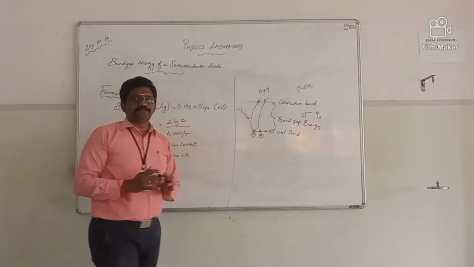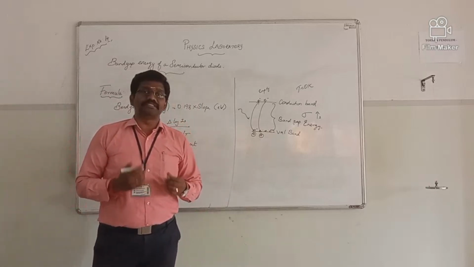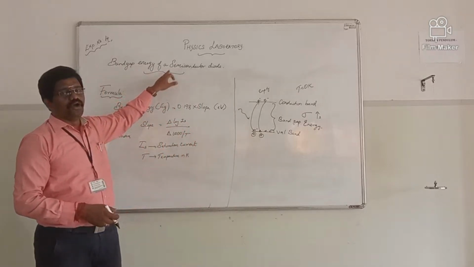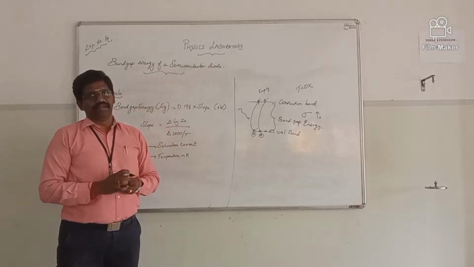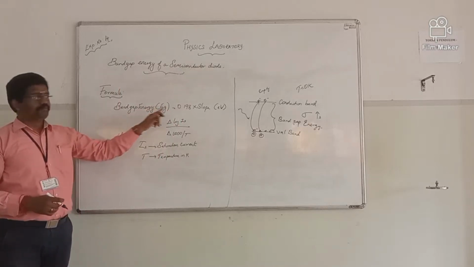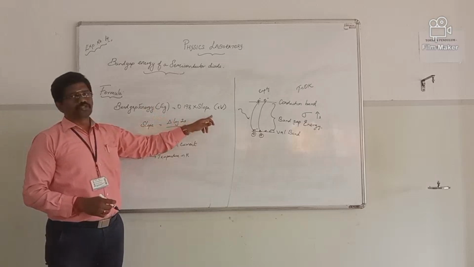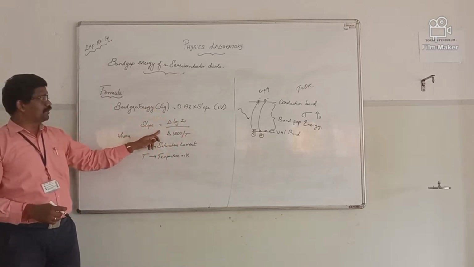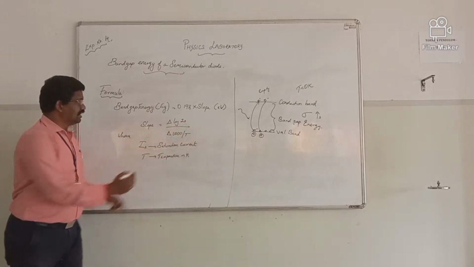So in our experiment, you will be given a semiconducting material. It may be germanium or silicon. You have to find the band gap energy of the given semiconducting diode. So that is your experiment. What is the formula used? The band gap energy is calculated using the formula 0.188 into slope. From the graph we are going to find the slope value, where slope is equal to delta log I by delta 1000 by T.